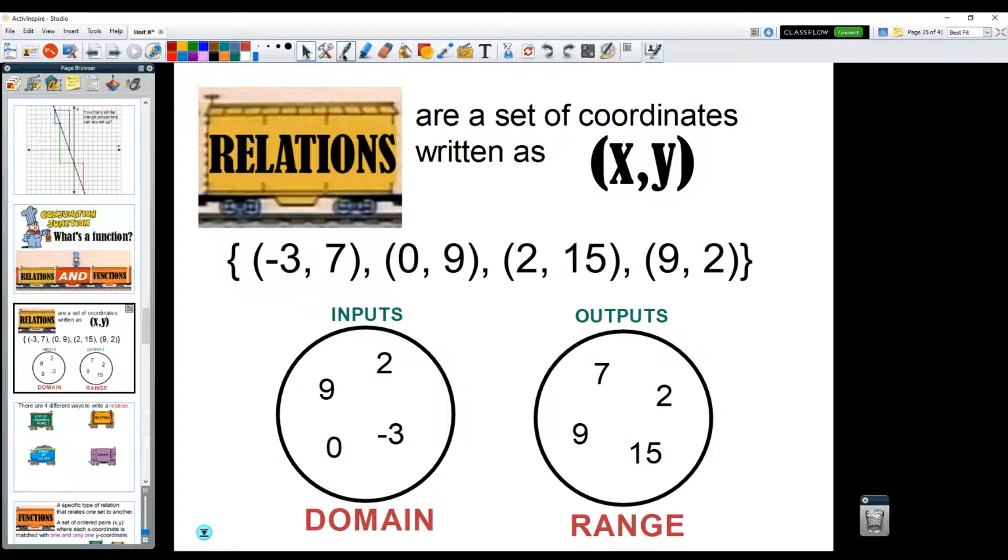If you notice, we can take our x values and write them as one set, and those are considered our inputs, so our x values, also known as the domain. Our y values are our set of outputs, also known as the range.